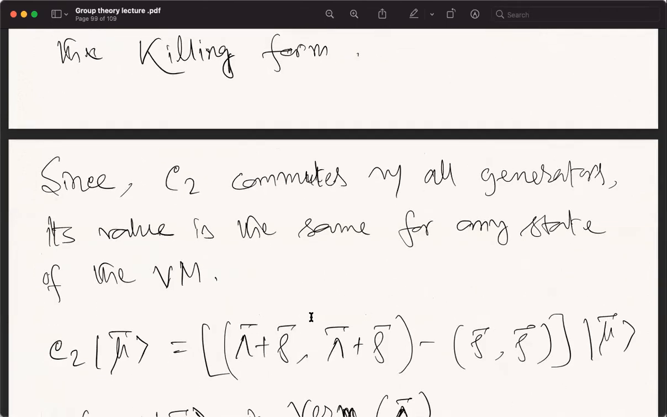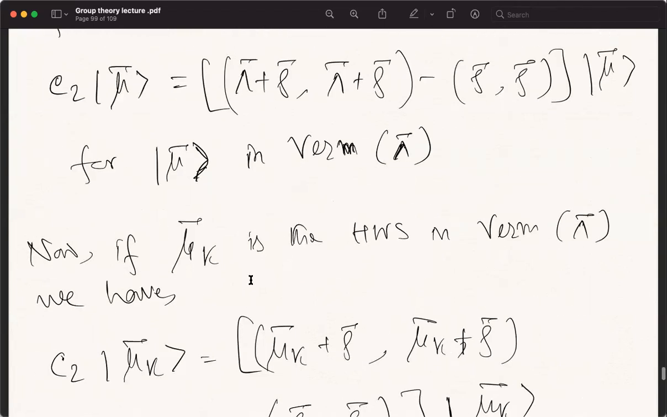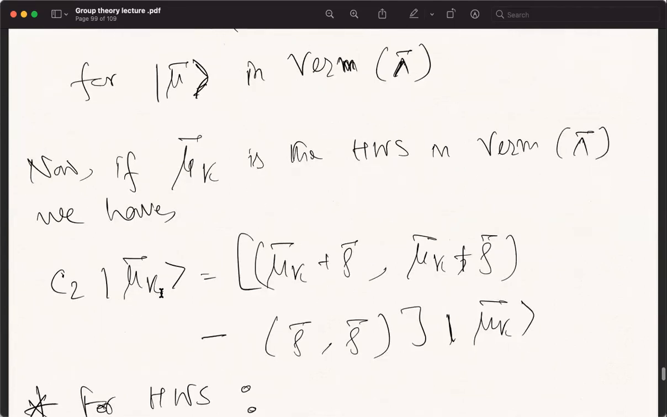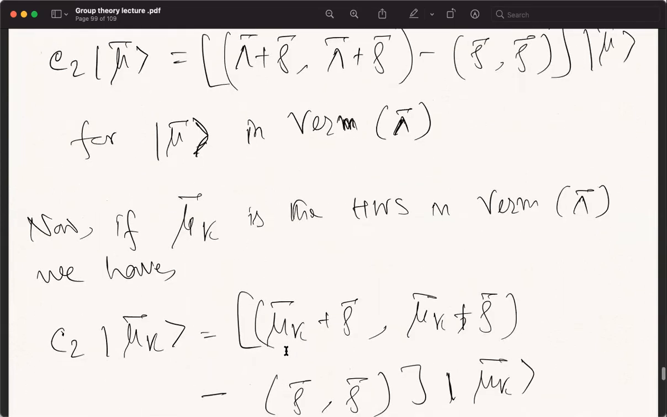Since C2 commutes with all the generators, its value is the same for any state of the Verma module, right? So it doesn't matter whether it's lambda or mu. So you replace this highest state lambda by mu. That's what we find. So now, if mu k is the highest state in the Verma module lambda, we have C2 acting on mu k equal to the inner product of mu k plus rho with mu k plus rho, minus the inner product of rho with rho, acting on the state mu k. So this lambda is replaced by mu k.